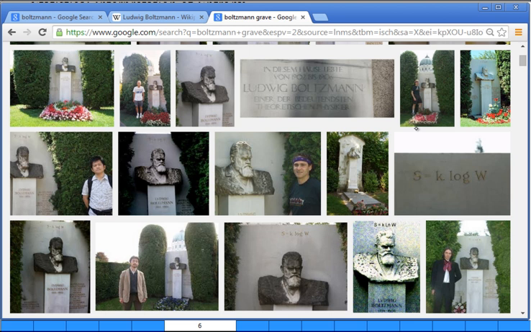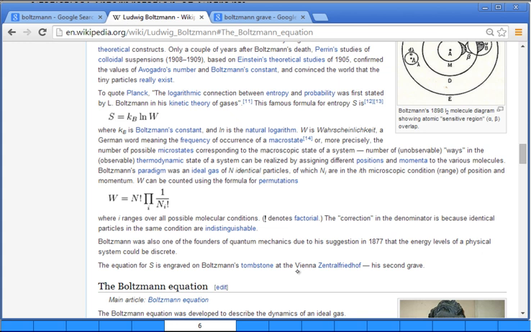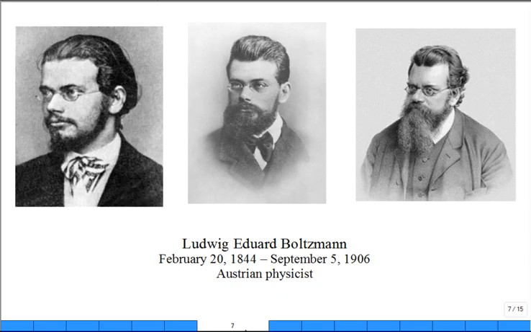Let's go back to our Wikipedia page to find out where he's buried. He's buried somewhere, and his grave is at the Vienna. Okay. I guess he has a second grave. It's like two homes. Why do you need two homes? I don't know. Why do you need two graves? I don't know. So let's go back to this. There are some of his other pictures. He was an Austrian physicist who did a lot of work.